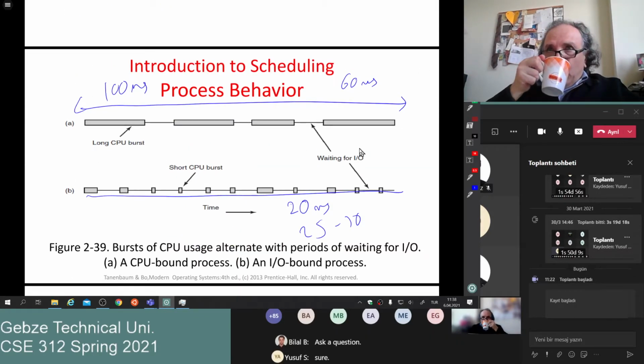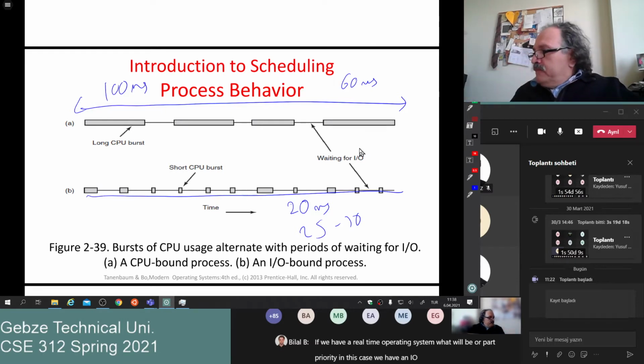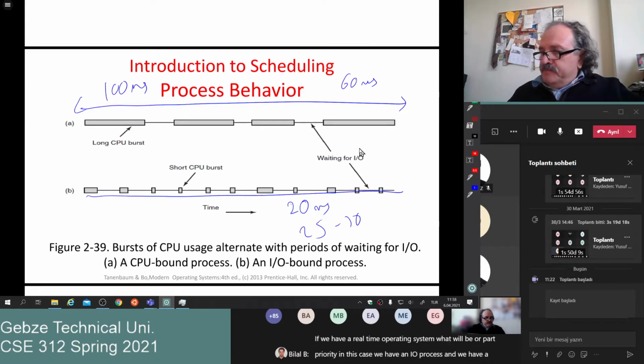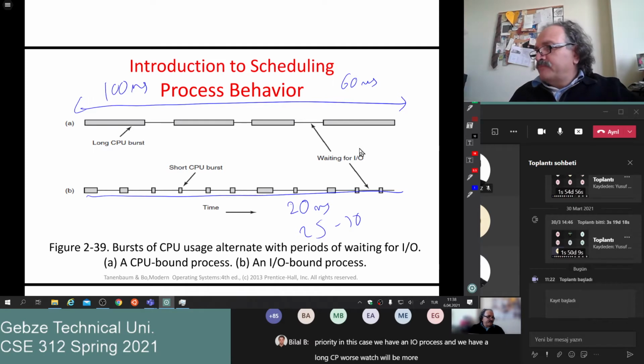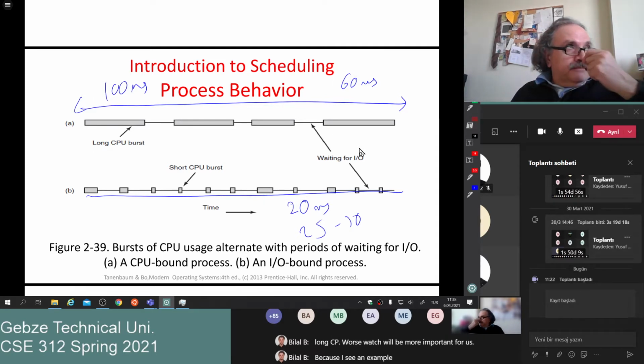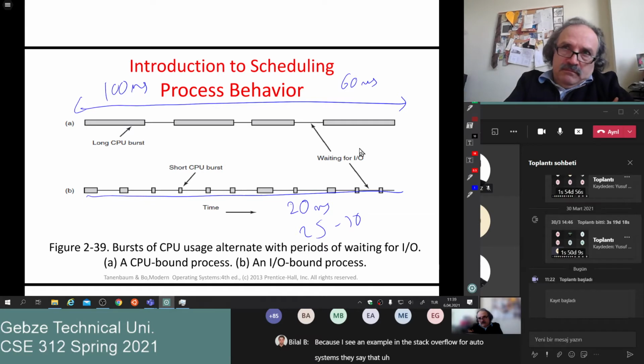If we have a real-time operating system, what will be our priority in this case? We have an I/O process and we have a long CPU burst. What will be more important for us? Well, because I saw an example on Stack Overflow for RTOS systems. They say that I/O will be lower as priority, and I couldn't get it.